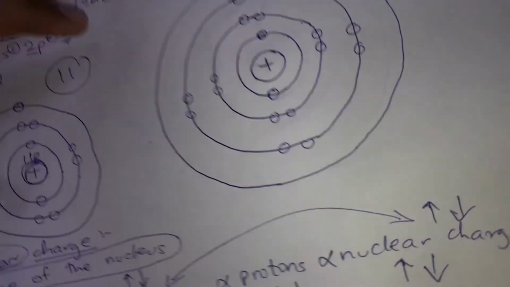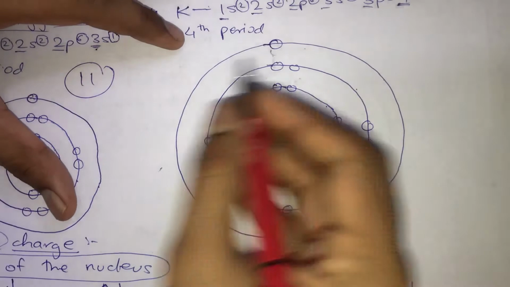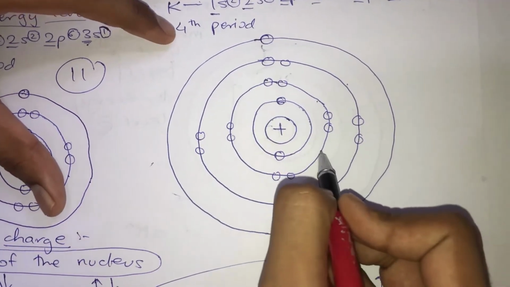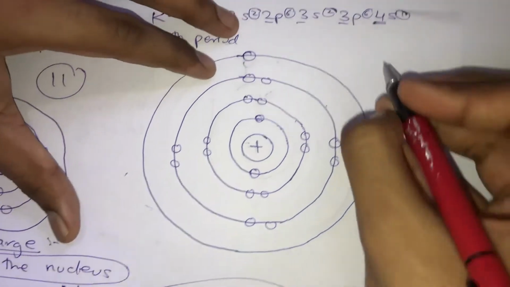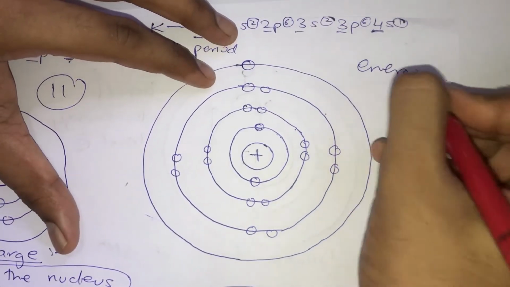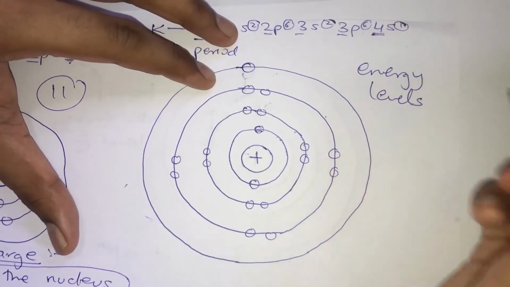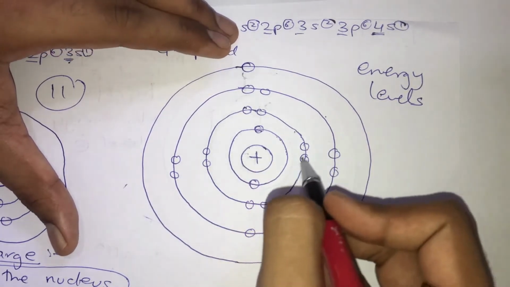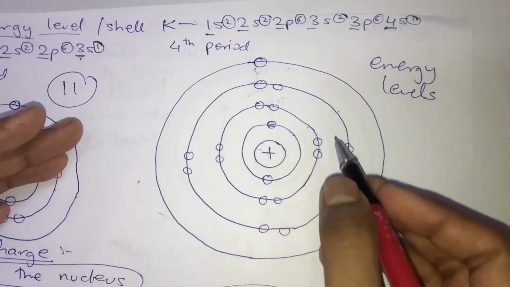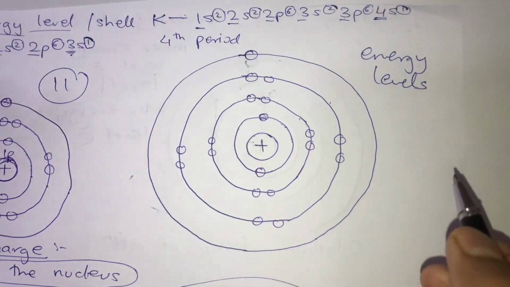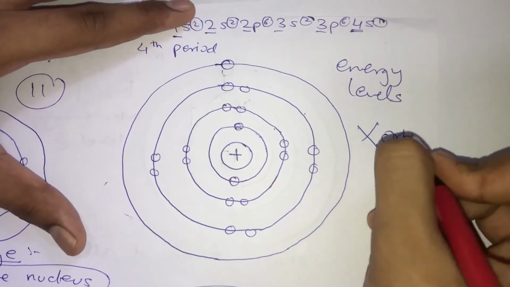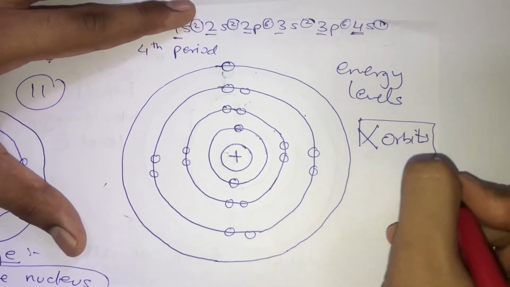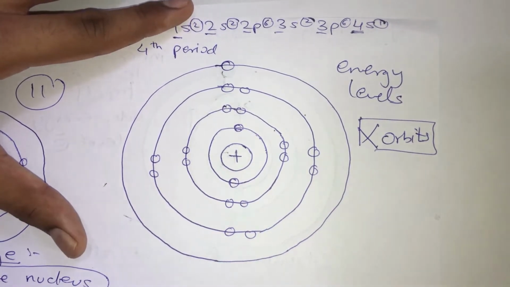Whichever diagram I have drawn over here, these circles which I have drawn are nothing but energy levels. I have represented the energy levels with the help of these circles. These circles are not orbits.